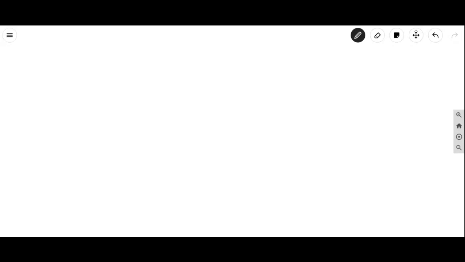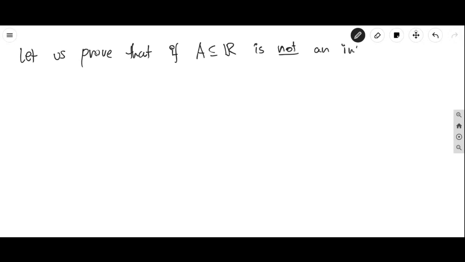So let's discuss the idea behind the proof. Let's do this first. Let us prove that if A, a subset of R, is not an interval, then A is not connected, i.e. it is disconnected.